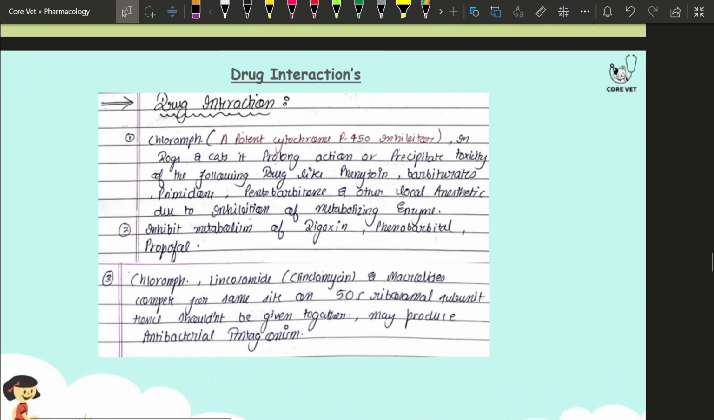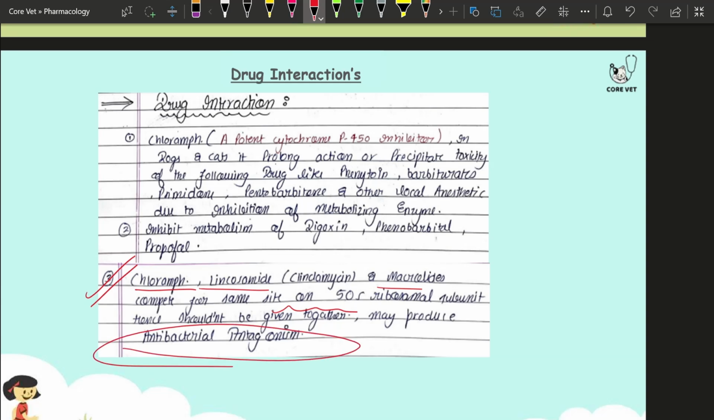Moving on to the drug interactions, I have told you about the first one over here. If you look, the chloramphenicol, lincosamides and the macrolides all have affinity for the 50S subunit, right, or are competing for the 50S subunit, so it may lead to antibacterial antagonism. So obviously you should not prescribe all these three drugs altogether, because all three of them are affecting the same ribosomal subunit, right? They will be competing with each other, so it won't be effective to give all three together.